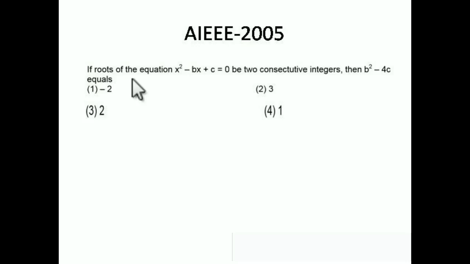If the roots of the equation x square minus bx plus c equals 0 are two consecutive integers, then b square minus 4c equals what? Now you say, sir, it is a very simple formula, just addition and multiplication. Then why do students not get the score in this AIEEE and JEE Mains paper? The reason is they don't know how to apply this formula. 60 to 70% of students don't get the idea to start, and 70% of students don't start the formula. They don't write it down.